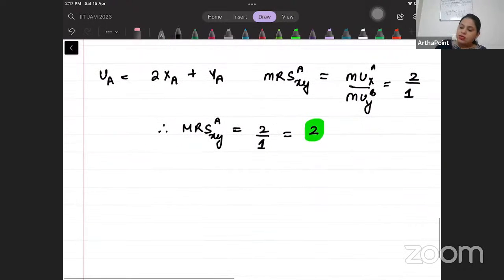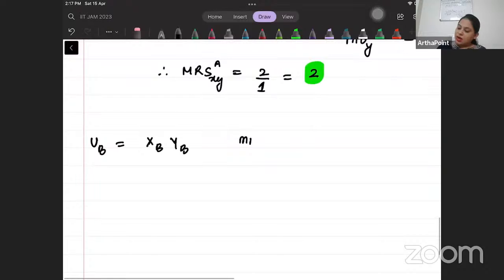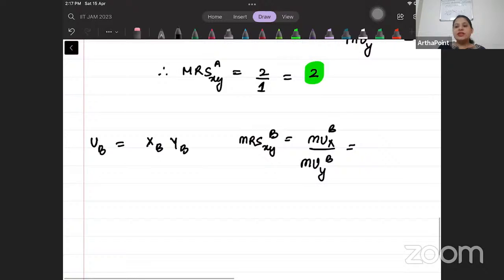Now let's talk about the IC of individual B. So the utility function is given by XB times YB. If I find out the MRS of individual B, it is going to be MUx upon MUy. If I differentiate this with respect to X, I will get Y, and with respect to Y, I will get X. So this is the MRS of individual B.